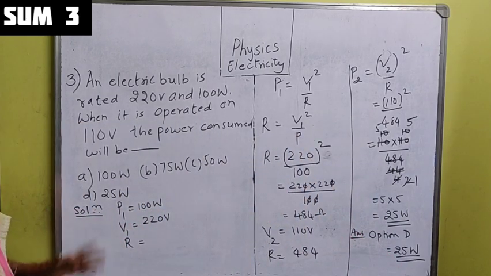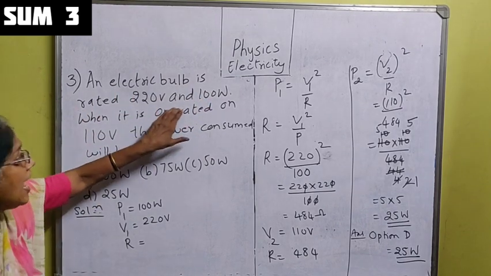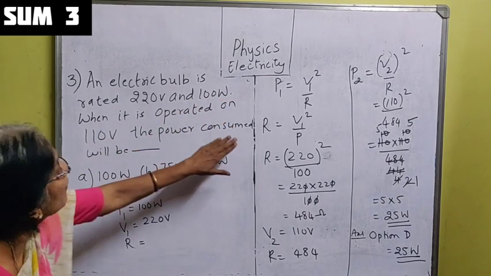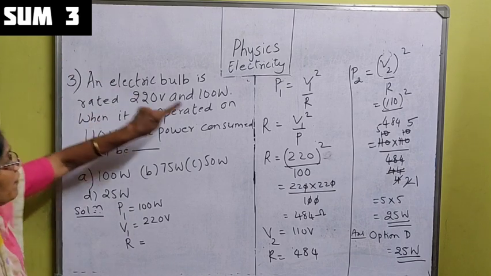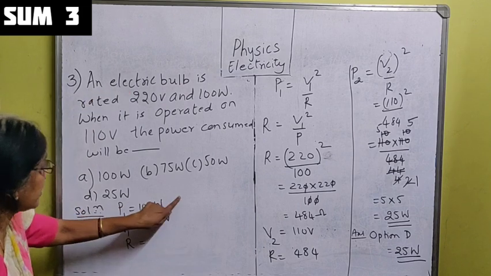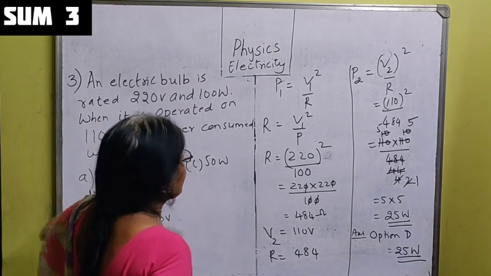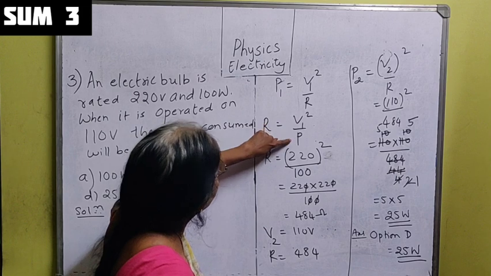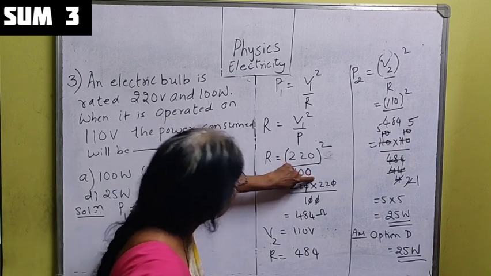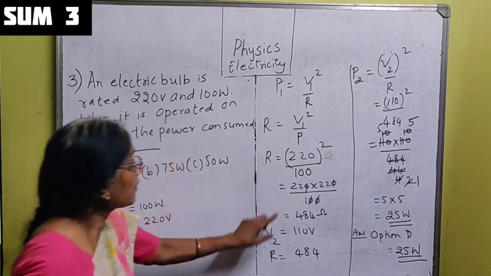So once again I'll explain. An electric bulb is rated 220 volt and 100 watt. When it is operated on 110 volt, the power consumed will be? So here power and potential difference are given. From P1 is 100 watt and V1 is 220 volt, we have to find the resistance. So resistance is V1 square by P, 220 into 220 by 100, zeros cancel, 22 22s are 484. So we got the resistance.